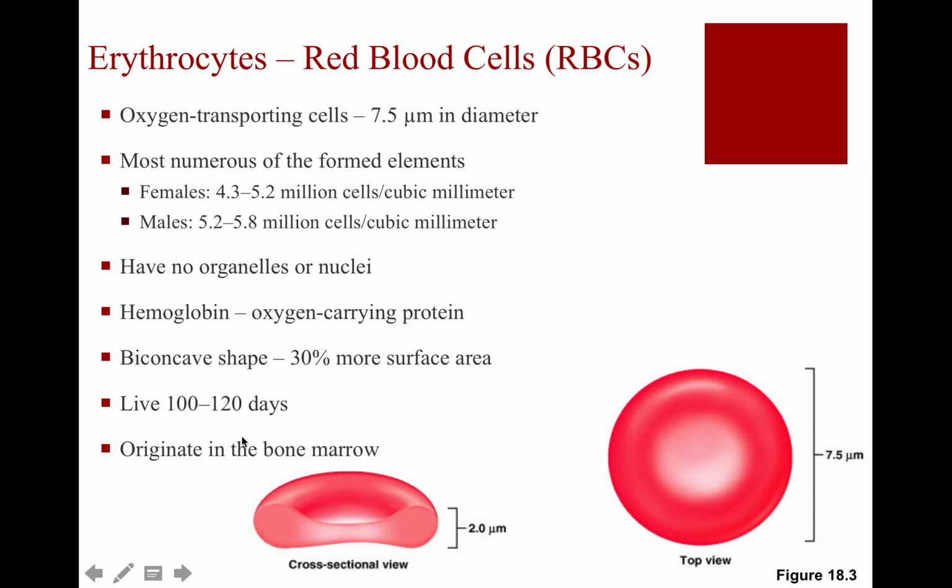Now, something that I do want to go over is the shape of your red blood cells, which is in reality considered to be biconcave, which is similar to having a donut, but the hole at the middle of the donut is not complete. Now, why is this biconcave shape important? Because it actually expands the surface area by about 30%.